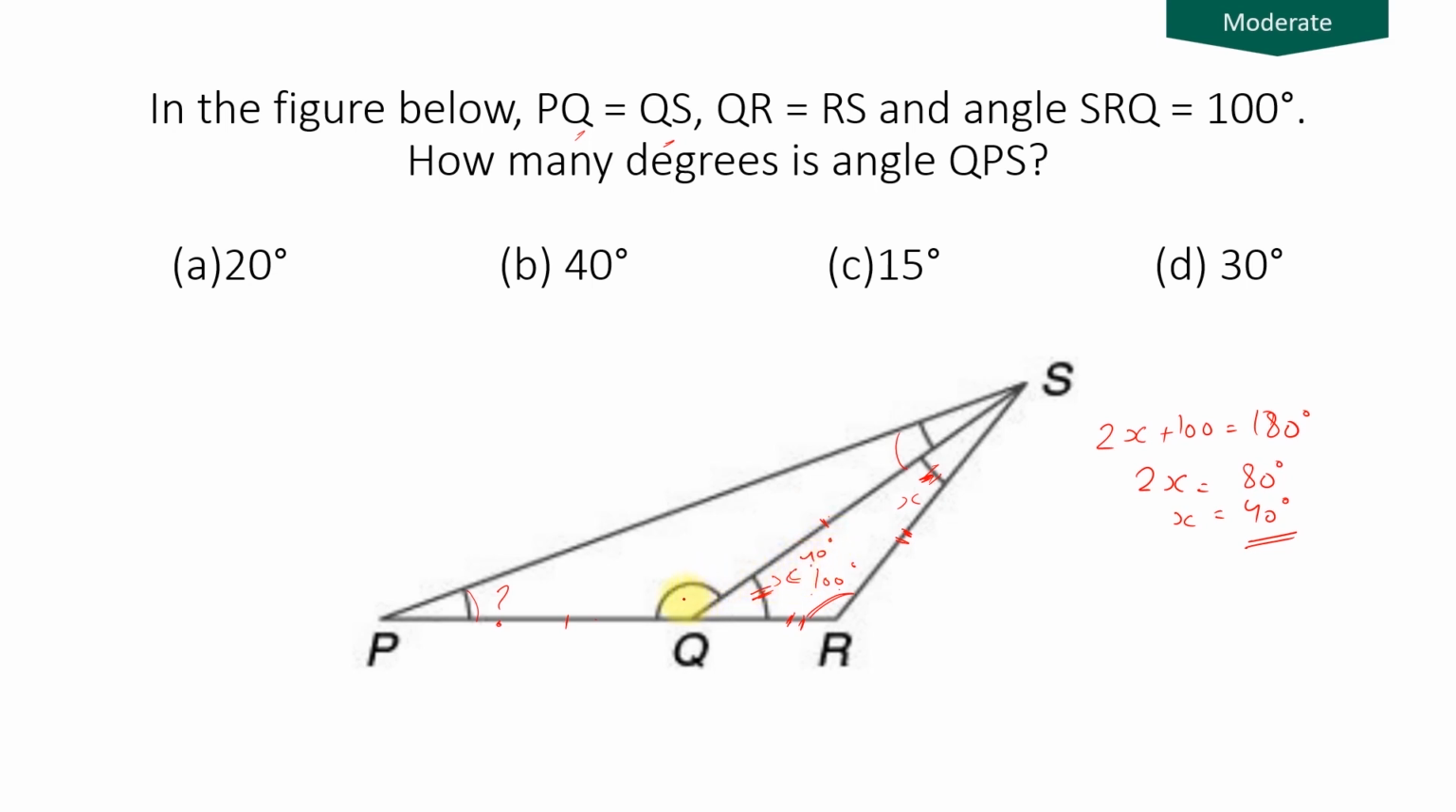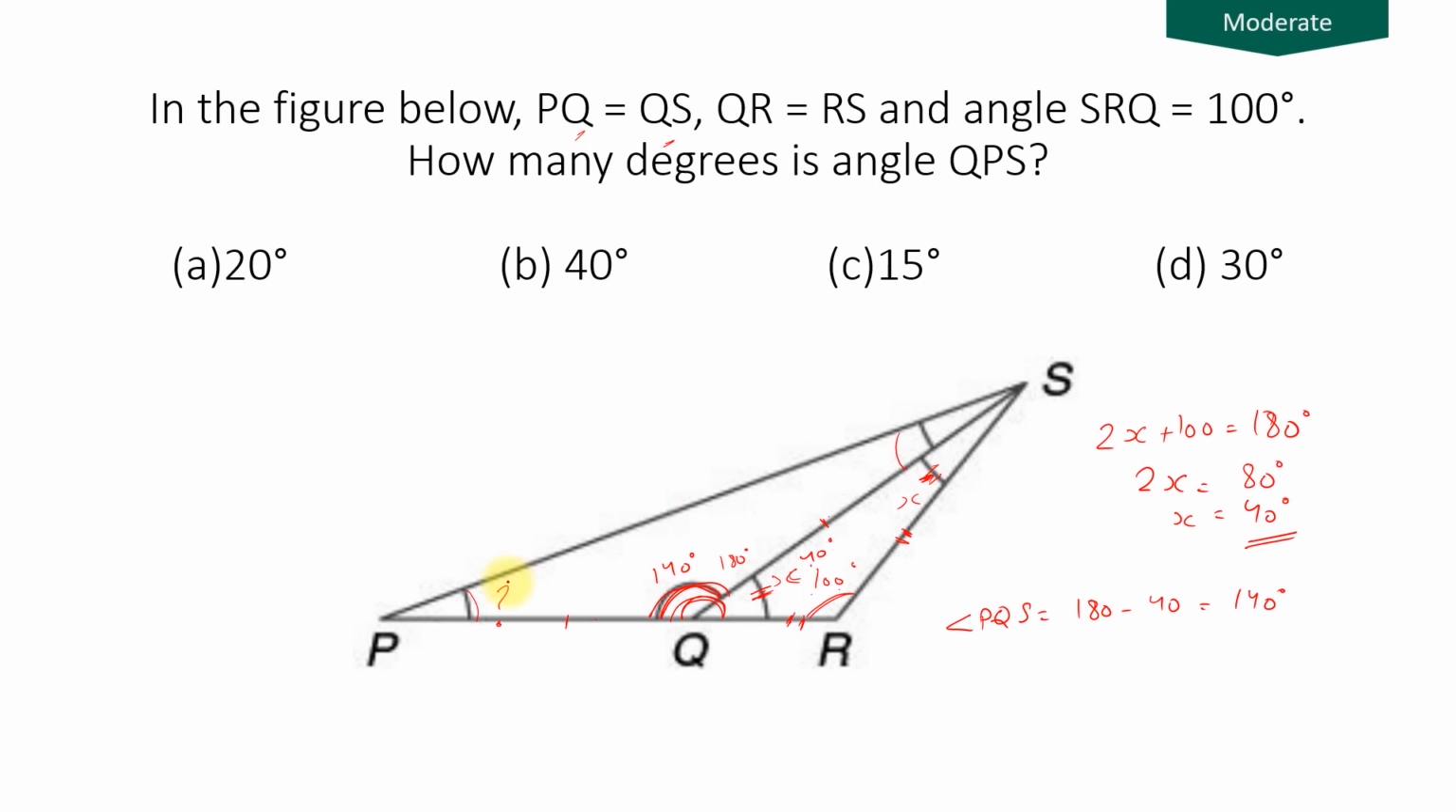If you look at point Q, the whole of the angle on one side of this line is going to be 180 degrees. So we can find the rest of the part of the angle, which is angle PQS. Angle PQS is equal to 180 degrees minus the 40 degrees which we have found earlier. So angle PQS is 140 degrees.